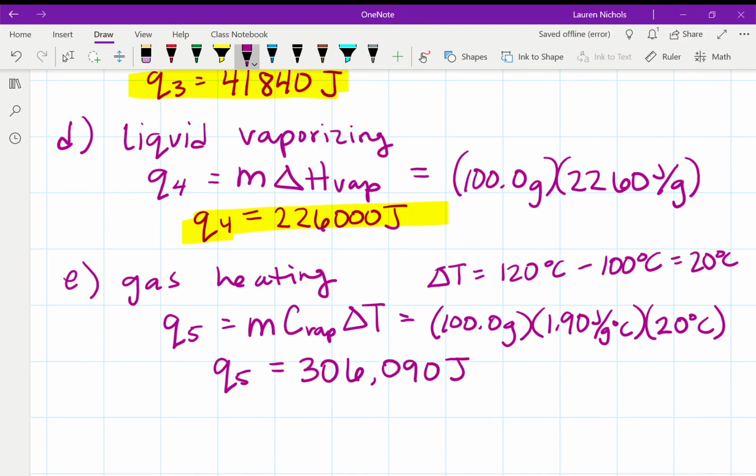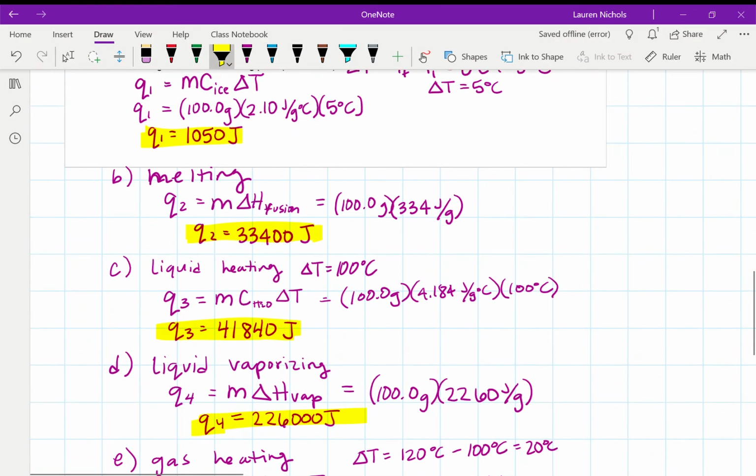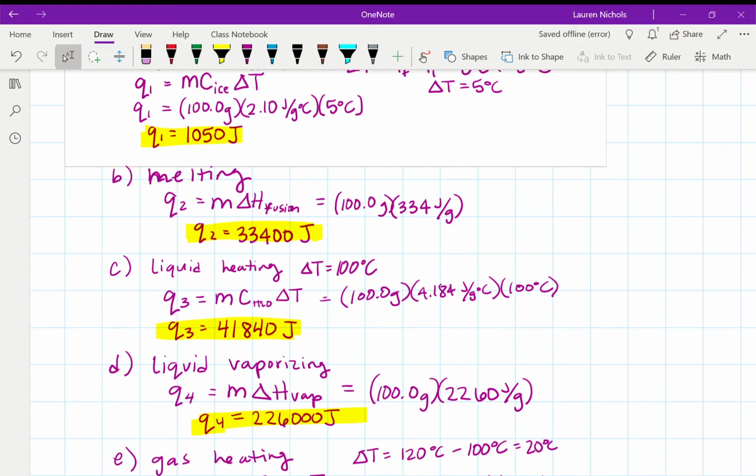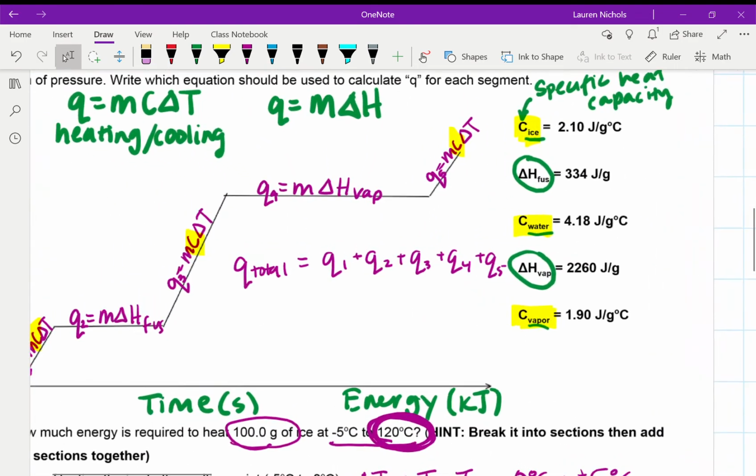3,800 joules of energy. And so to get your total, you would literally add all of those highlighted yellow numbers together, and you get your total energy required to do the whole process, which is actually quite a bit of energy.